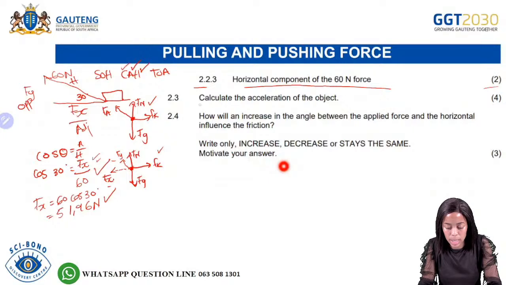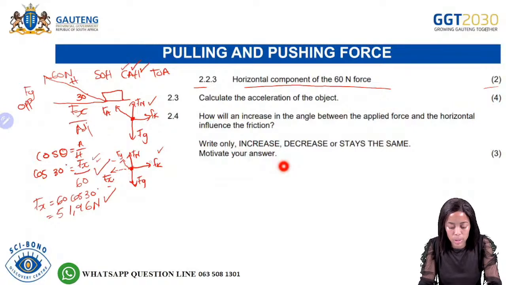So the question was saying by 2.3 that you need to calculate what? The acceleration of the object. So what is very important here is that you cannot do your calculations without drawing your free body diagram. The first step of this calculation is that you need to draw your free body diagram. So we have our free body diagram, and in this case I'm going to be using the one that has what? The one that has the components.